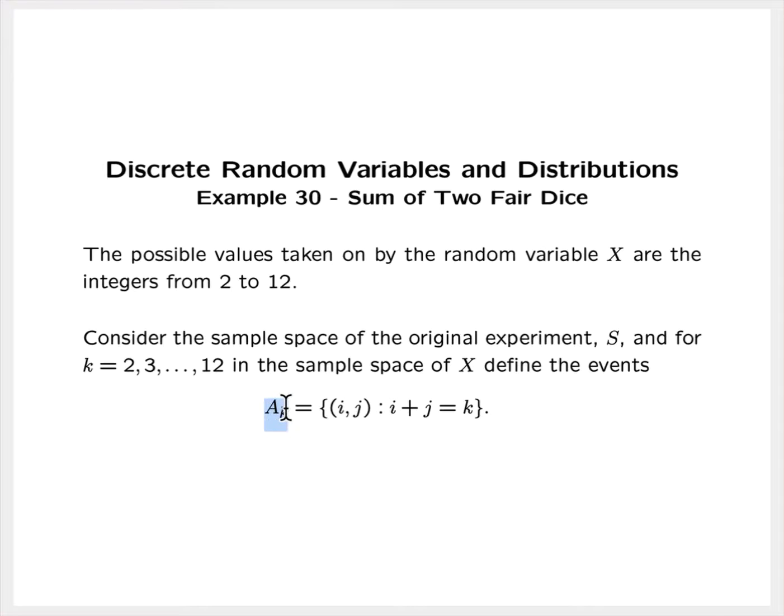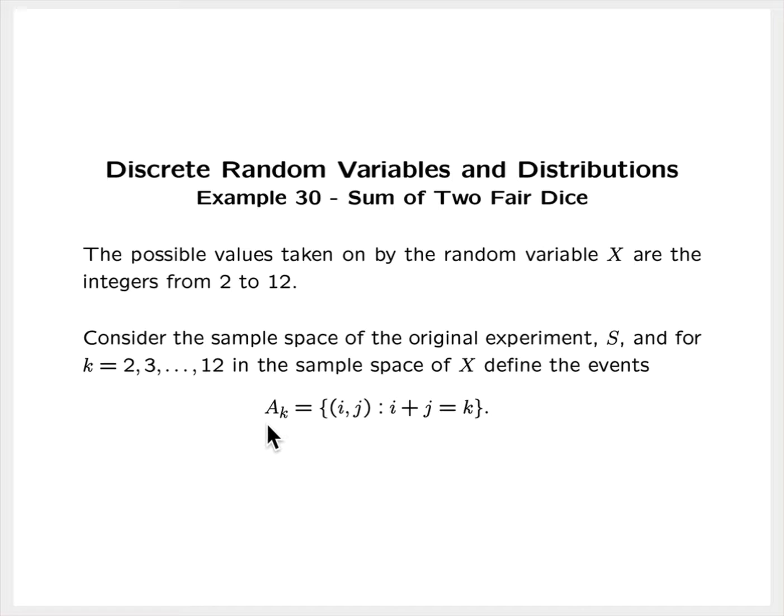So these are elementary events. I'm sorry, these are events. The subscript on these corresponds to the values taken on by X, and the event itself corresponds to a subset of the original sample space for which that sum is possible.